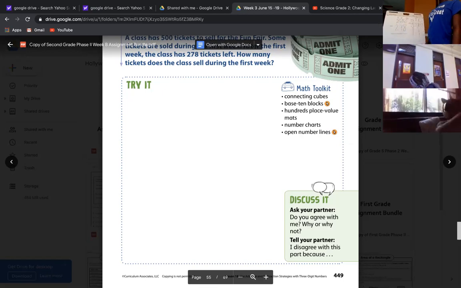Now we're ready to subtract. We need to subtract 10 minus 8. We scratch out eight and we'll get 2 left. Then we need to do 9 minus 7. So we need to scratch 7 out. Let me put this 2 right here. We also have 2 again. And then we need to do 4 minus 2. So scratch out 200s. And once again, we have 2. So that means that the class sold 222 tickets in the first week.